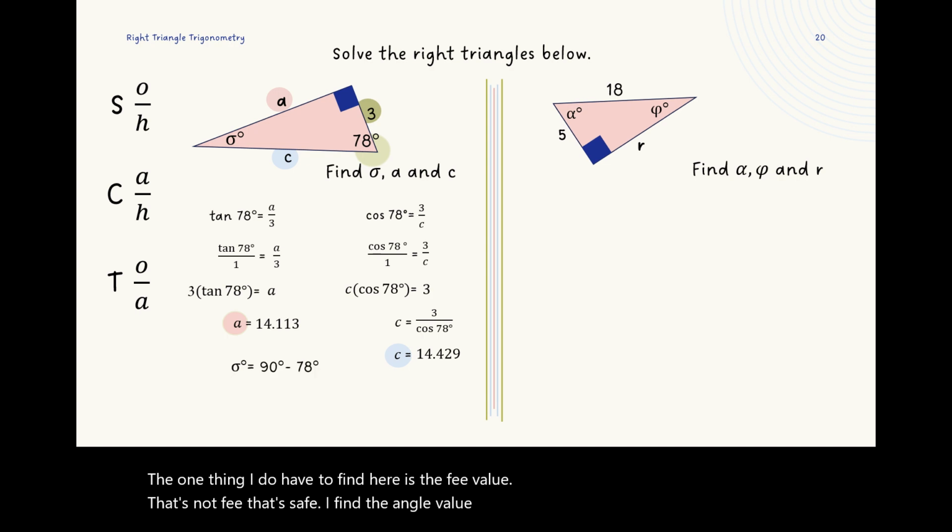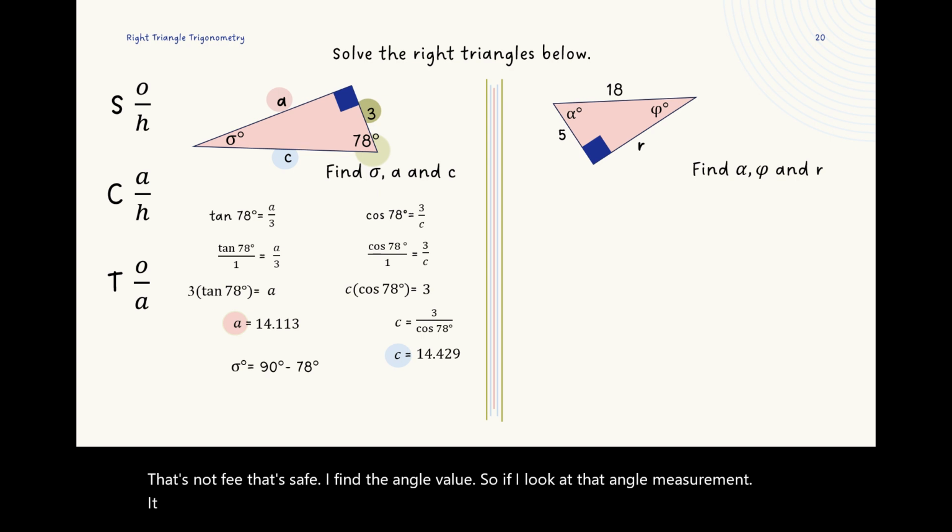If I look at that angle measurement, it should, with the 78, add up to 90. So 90 minus 78 gives me 12. And the missing angle measurement is indeed 12.